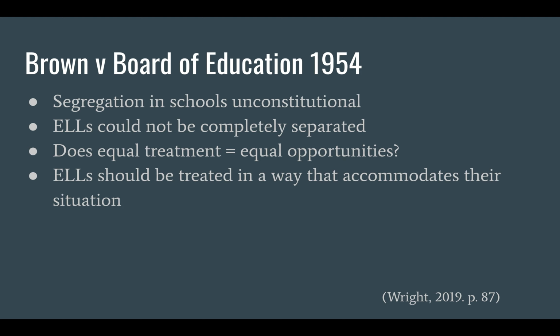With this ruling in place, it was now clear that English language learners, ELLs, could not be separated completely from other students just so that they could supposedly better learn the English language. This ruling opened people's eyes to see that although students were now receiving equal treatment, that would not suffice for ELLs, who did not need equal treatment but equal opportunities, which meant that they should be treated in a way that accommodates for their situation.